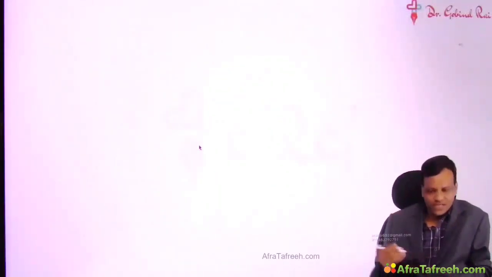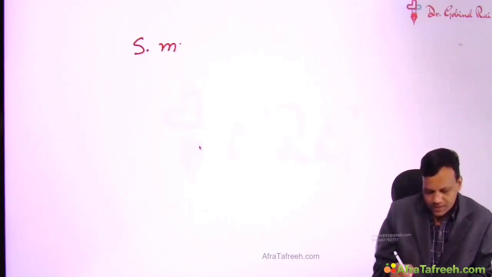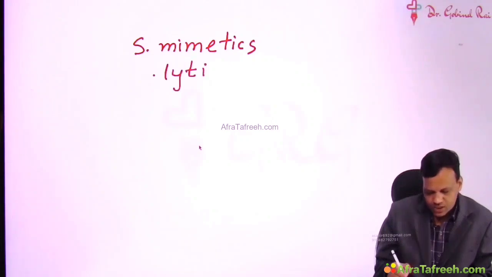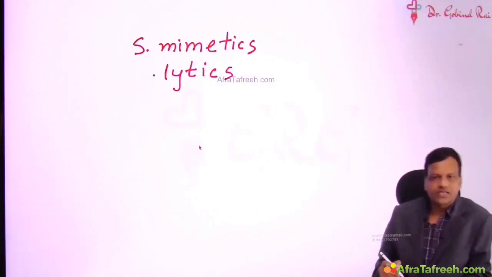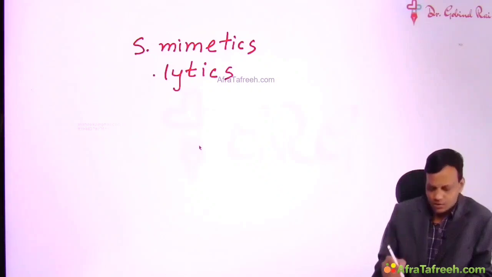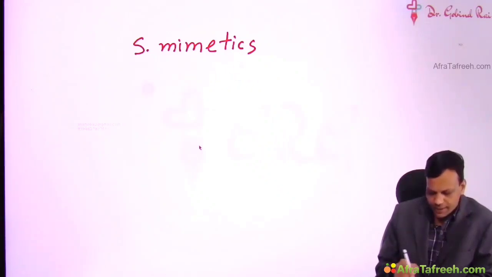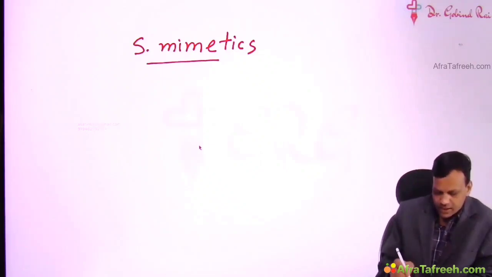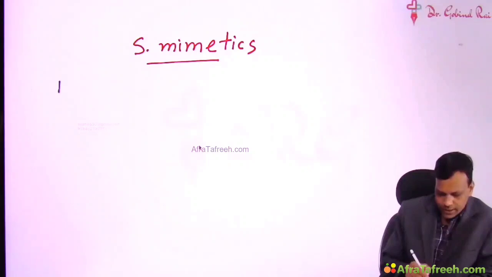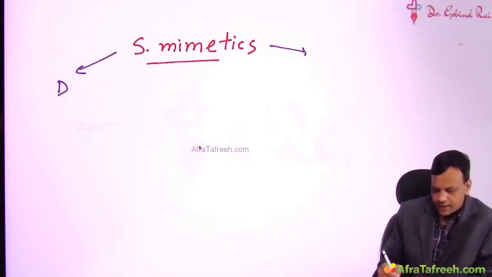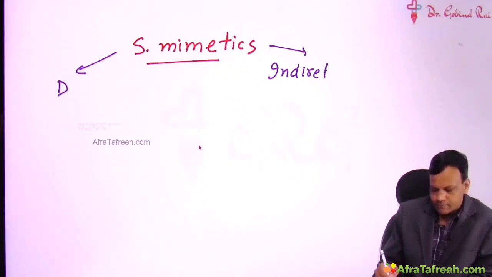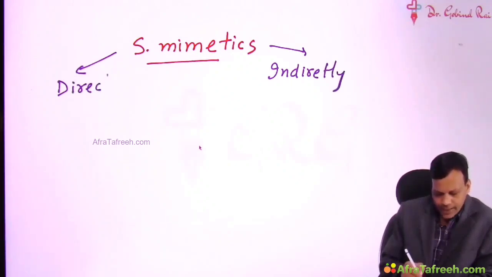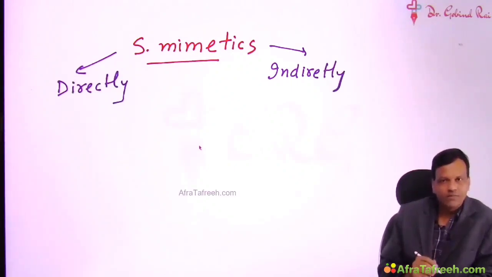Just like parasympathetic system, the drugs acting on sympathetic system, they can also be divided into sympathomimetics and sympatholytics. Sympathomimetics are those which stimulate the sympathetic system, and sympatholytics are those which block the sympathetic system. So we will start the discussion from sympathomimetic drugs. Now sympathomimetic drugs, they are further classified into directly acting and indirectly acting.